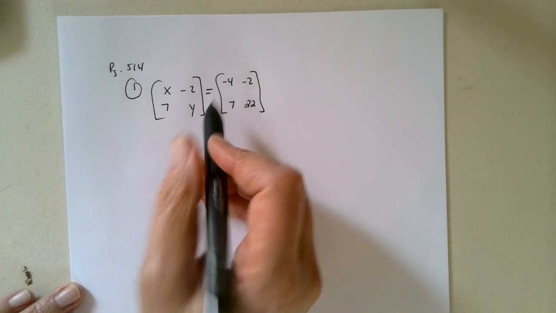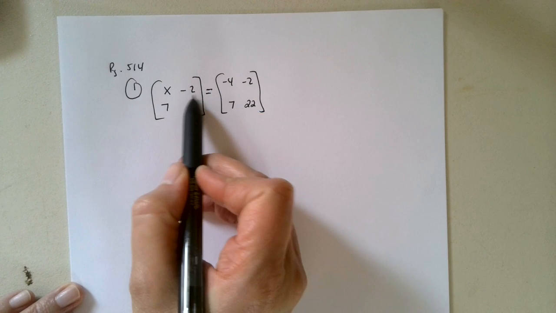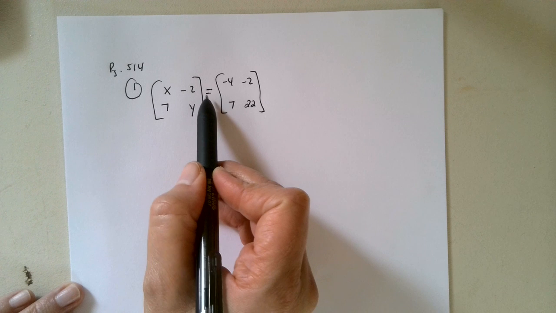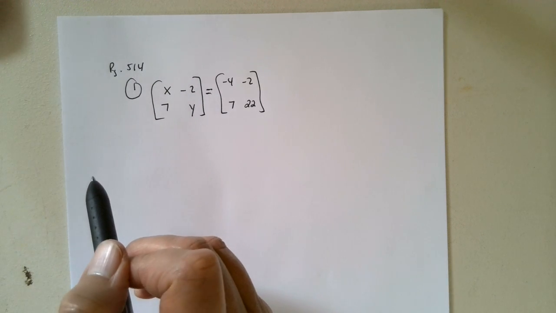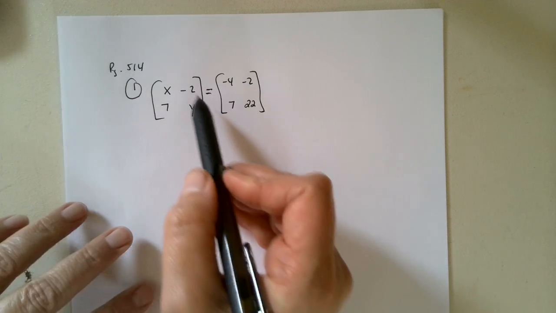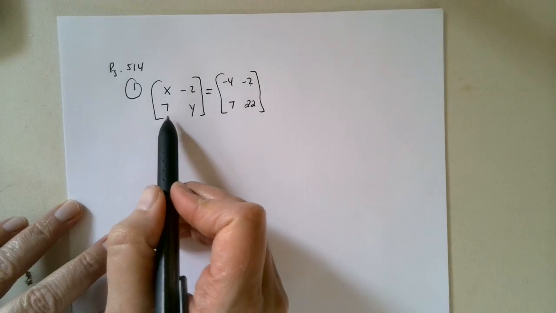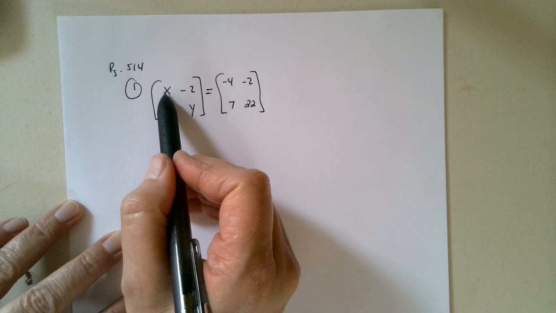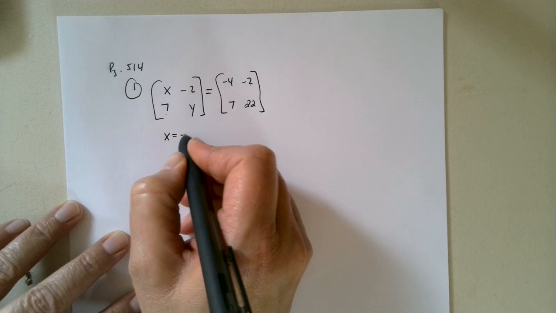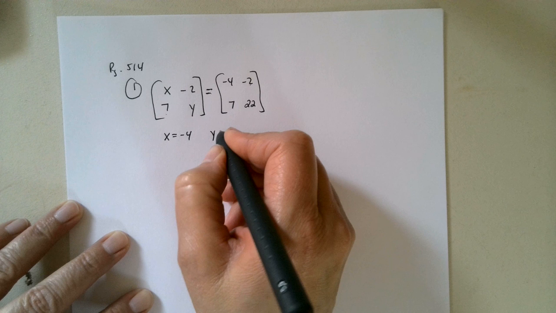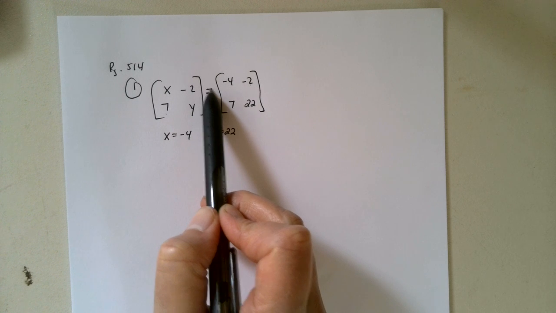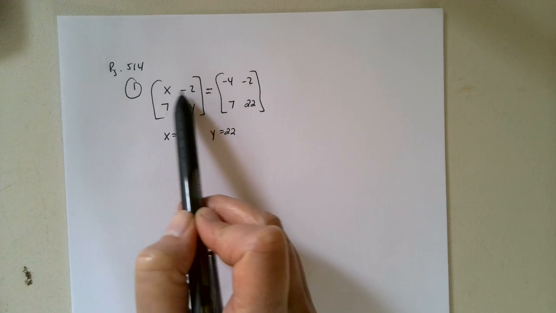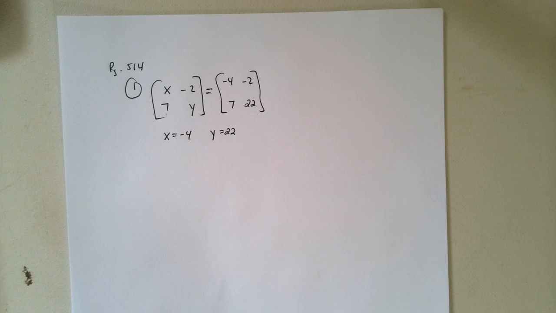Right here, it's telling us that these two matrices are equal. By definition, if they're equal, then corresponding elements, meaning numbers that are in the same location in each matrix, are equal. So you can see that negative 2 and negative 2 are equal, and 7 is 7. Therefore, x would have to be negative 4, and y would have to be 22. It's kind of common sense.